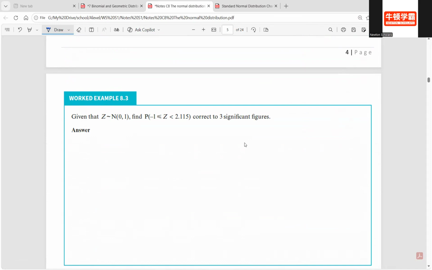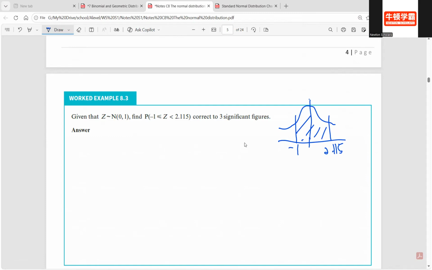Okay, this one, he said that -1 to 2.115. We draw it out. -1, 2.115. If I want to find this one, you have two methods to do it actually. We can cut this one become half. Then the whole part here is 0.5, the whole part here is 0.5, and then you find it. But this one is very troublesome.